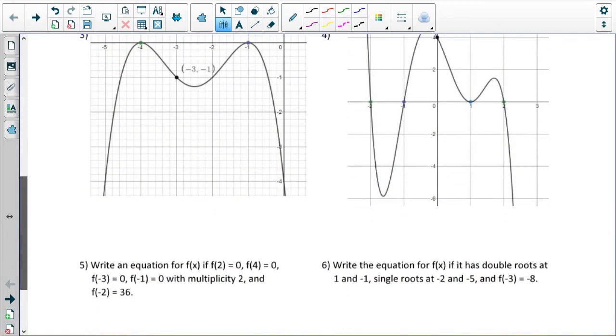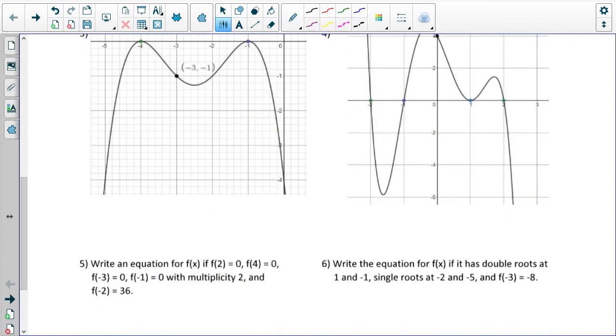Problem 3, it appears that I have two double roots. I have a double root at -4 and a double root at -1. So I have y equals a times (x + 4) squared times (x + 1) squared. A should be negative because notice my end behavior is going down in both directions. So I also have the point (-3, -1).